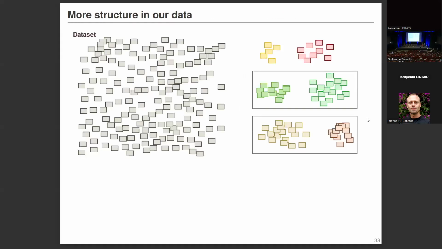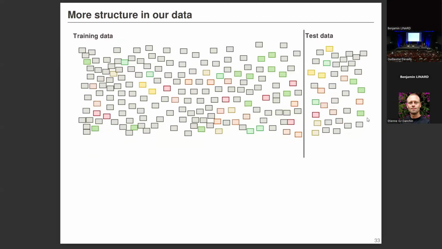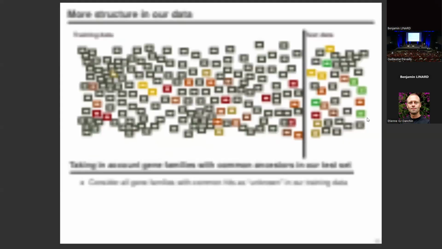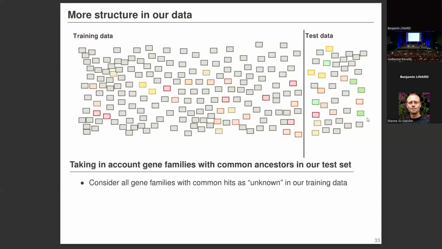Then as a next step, what we did is, well, it turns out that it's even a bit more complicated than this, which is there are gene families that share a common ancestor. So now if we decide that some gene families are linked and thus have more chance of being discovered through, I would say, a traditional phylogenomics approach, we're hiding now not just gene families that are unrelated, we're choosing to hide gene families that are related to each other. So we're considering gene families with common hits as unknown in our training.